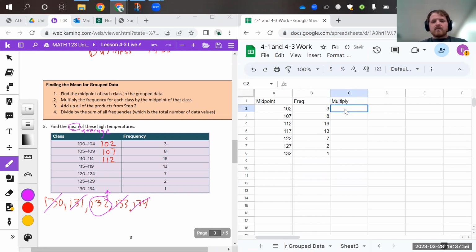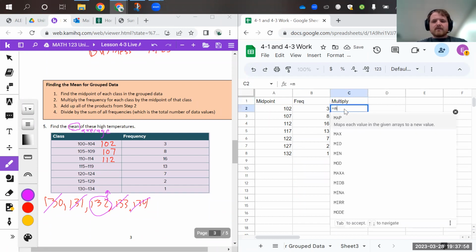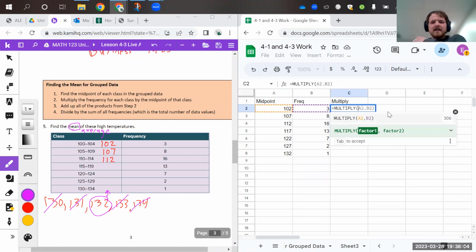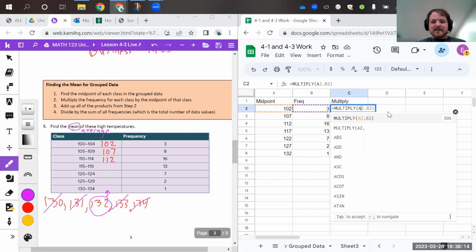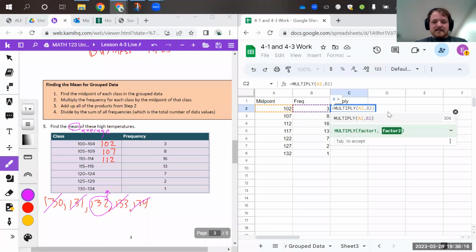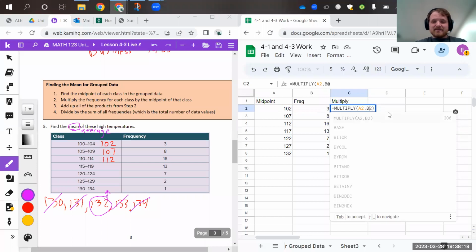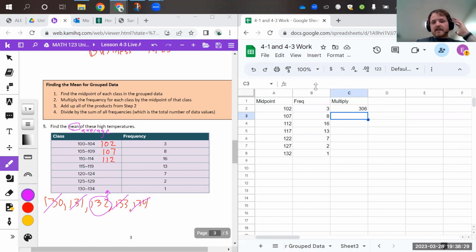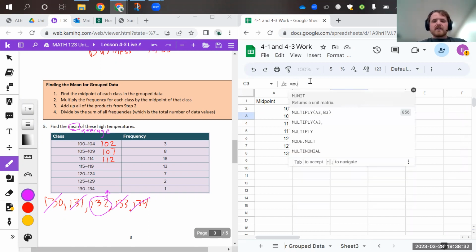I don't think there's a multiply function. Oh, there is. You can press equals multiply, and Google Sheets, weirdly genius, knows that I want to multiply those together. I don't know how I feel about it. The AI stuff is pretty wild in my opinion. I'm not going to do this autofill, because that would give me the answers. But just to display the equation one more time, you could say equals multiply.